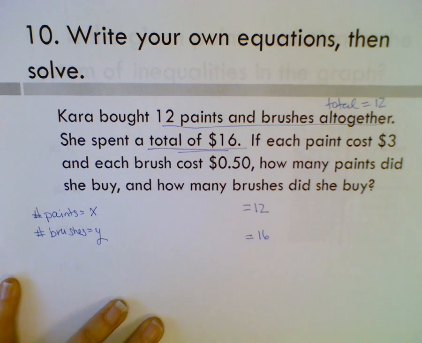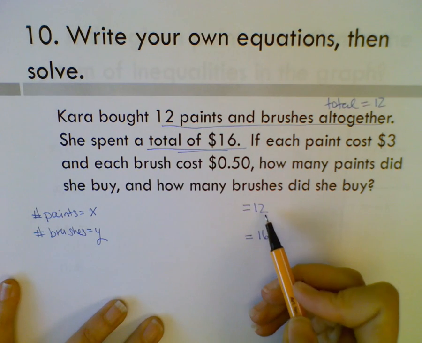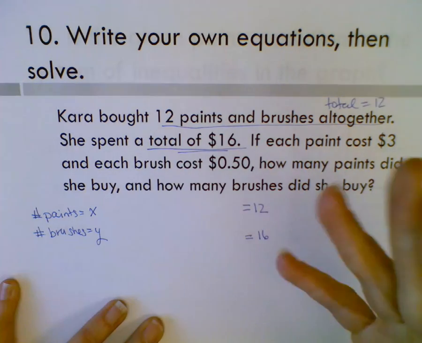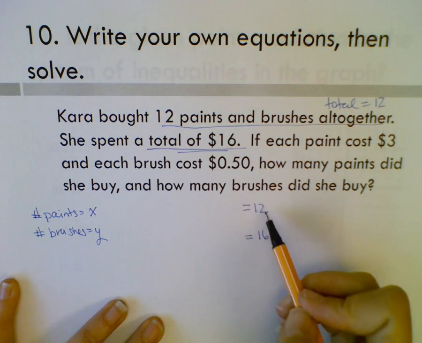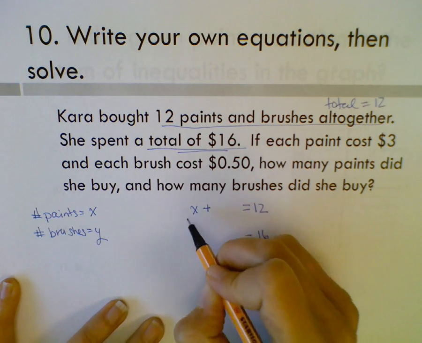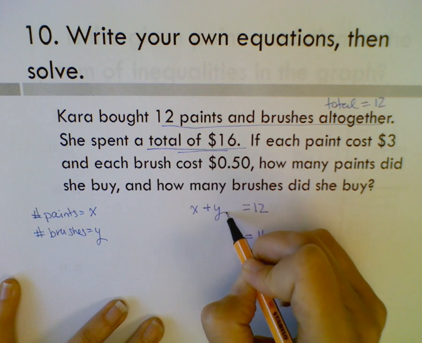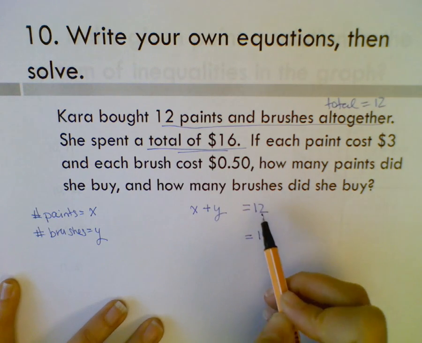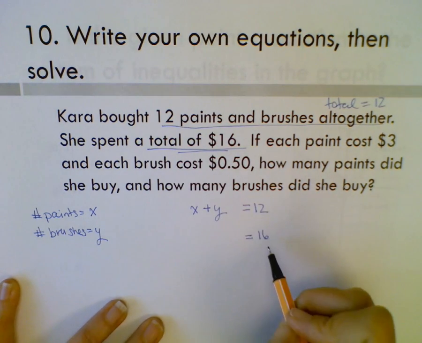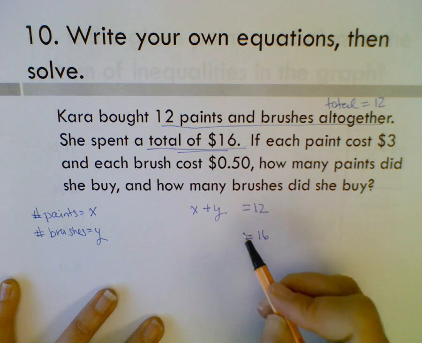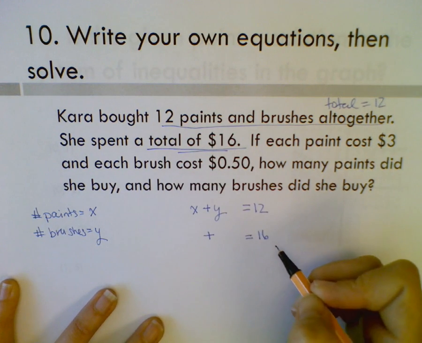All right? So let's just think about it. How do I get 12? Well, what is 12? Well, that's 12 pieces of art material, right? So how did I get that? Well, I put paints together with brushes, okay? How many paints and how many brushes gives me the 12 things that I bought all together, okay? 16 is a dollar amount, okay, so that's a cost. Well, how did I get $16? Well, the cost of paint and the cost of brushes together gave me $16 total.